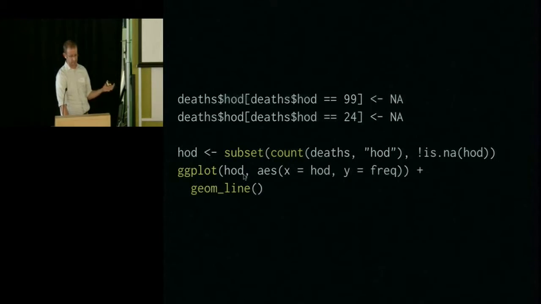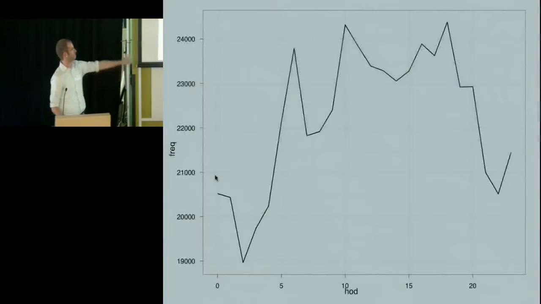Here's my data set, HOD. On the x-axis, I want the HOD variable, and on the y-axis, I want the frequency variable. This time, I'm going to represent it with a line. So geom here is the ggplot2 abbreviation for geometric object. That determines the type of plot. Is it points or lines or bars or polygons and so on? If I put geom point here, I get the same thing, but with points instead of lines.